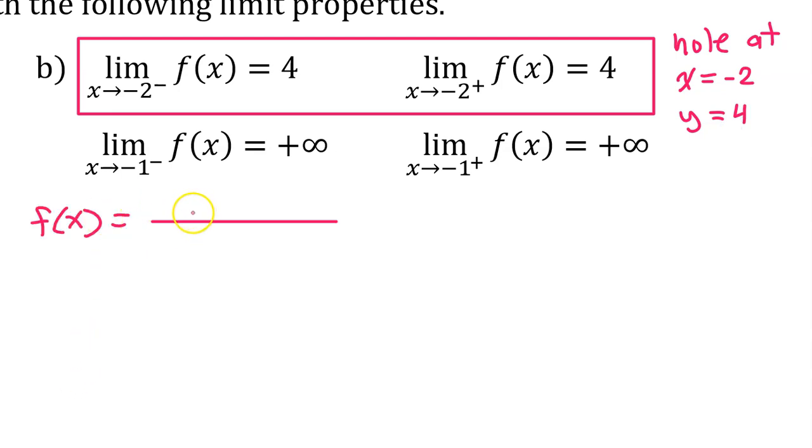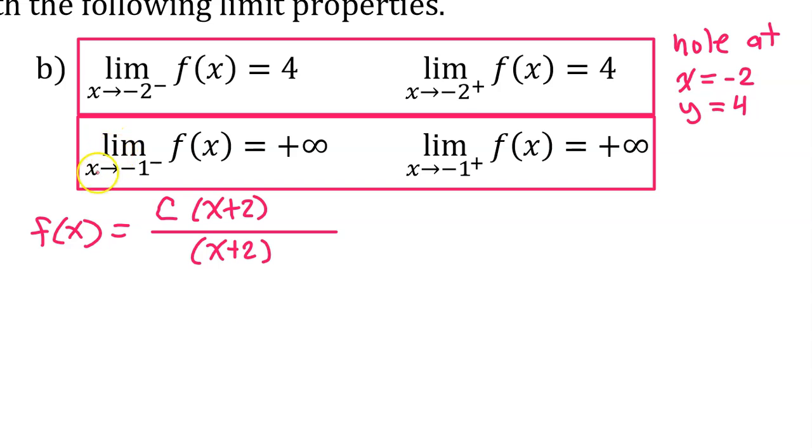Let's start building our expression for f of x. A hole at x equals negative 2 means we need to have a factor that cancels out in the numerator and the denominator. So I'm going to put an x plus 2 here and here. We need the y value to turn out to be 4 whenever x equals negative 2, after canceling out the hole, of course. To make that happen, I'm going to need a specific constant right here. But I don't know what that is yet, so I'm going to call it c.